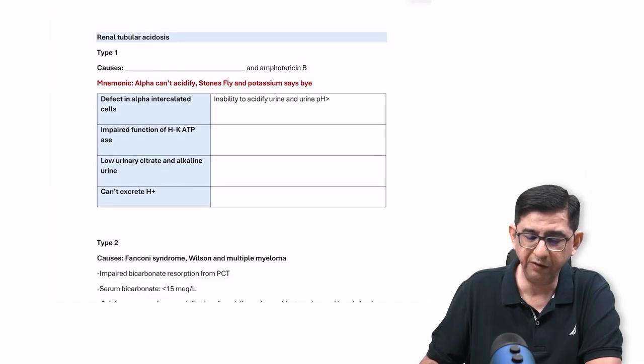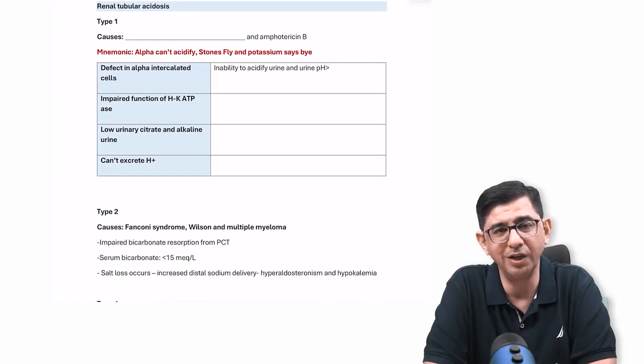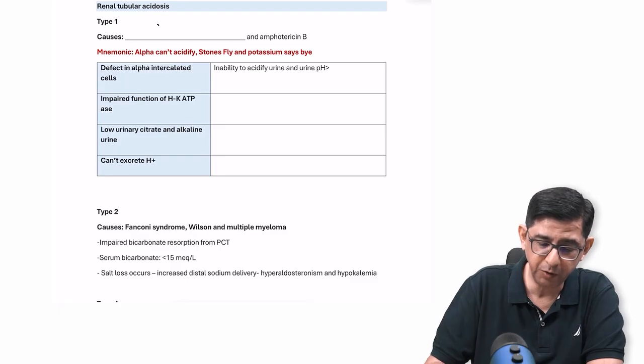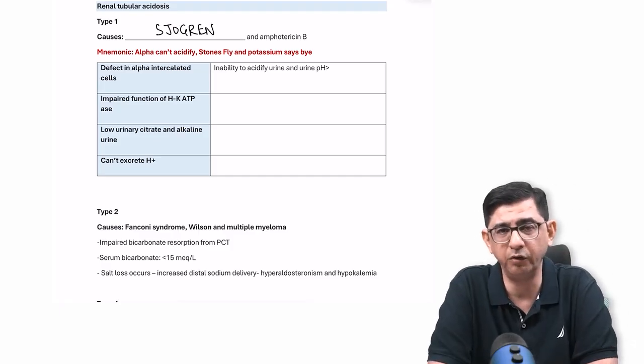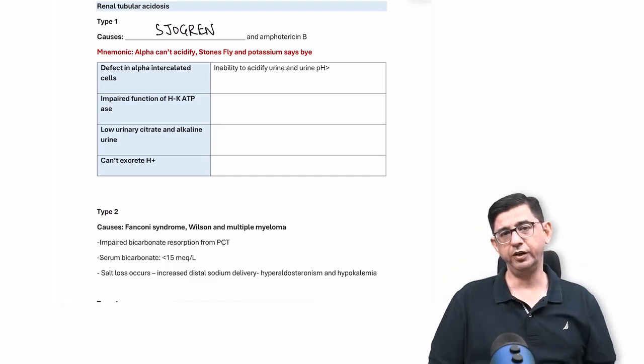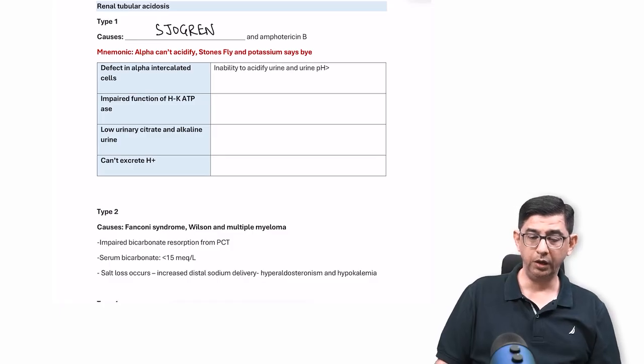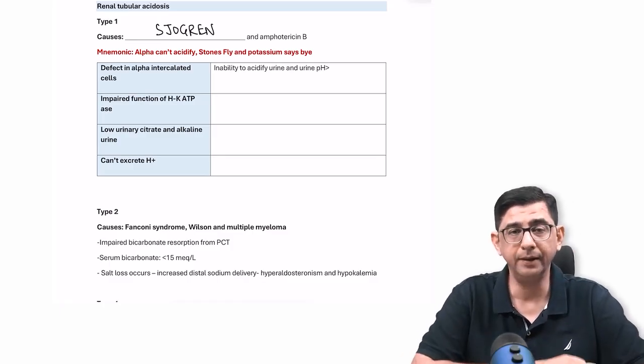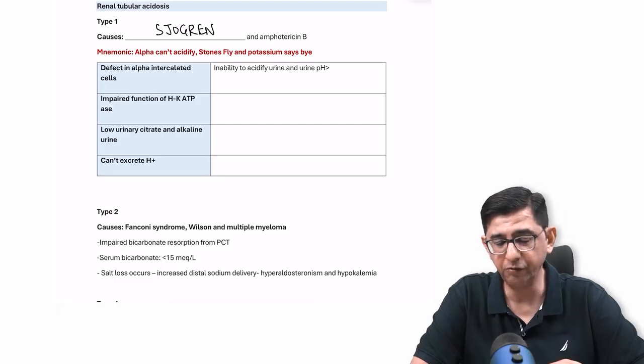Now we come to an awaited topic, renal tubular acidosis. RTA type 1 is famous because this is asked for association with Sjogren syndrome. Even in rheumatoid I've described it. And second is association with amphotericin B. Last time I mentioned amphotericin B, I said that this can contribute to renal failure, and it can cause a non-oliguric type of renal failure.